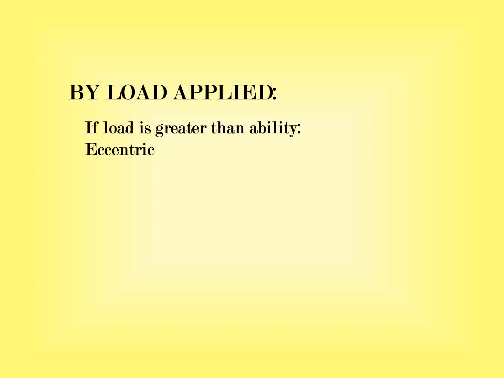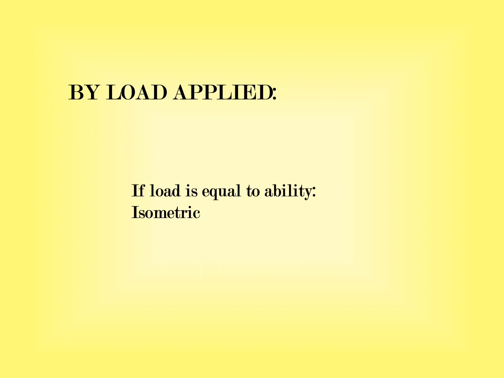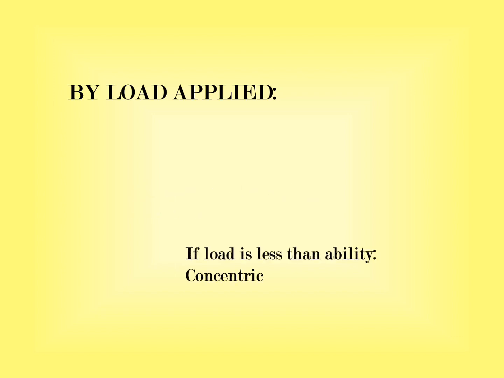The other way that we can talk about muscle contraction is based off of the load that's being applied and the muscle's ability to overcome that load. If load is greater than tone, the ability for contraction strength, we will have an eccentric contraction. If load is equal to tone ability, we will have isometric contraction. If load is less than recruited contractile tonicity, we will have concentric.